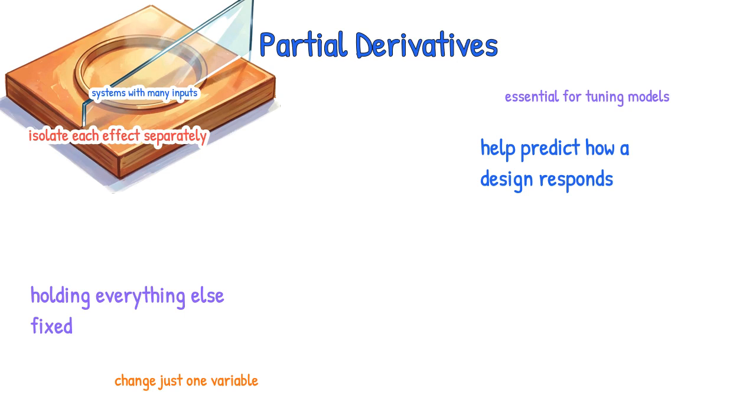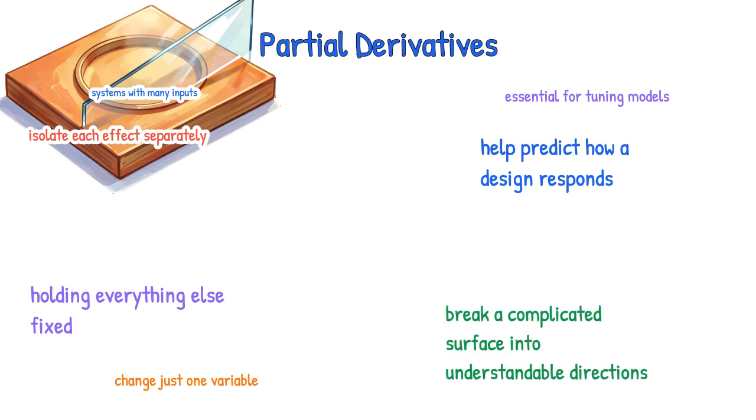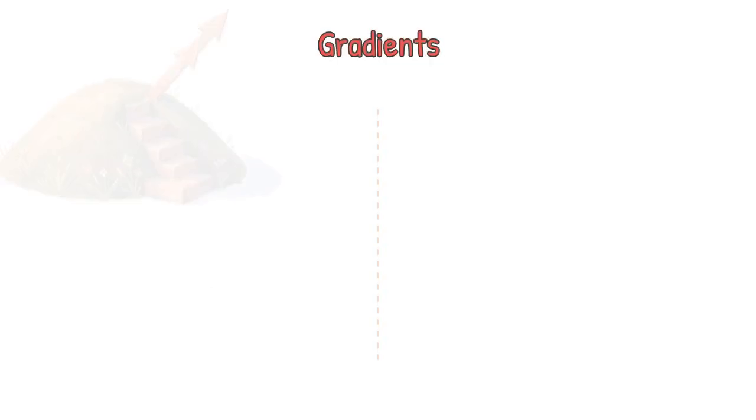Mechanism-wise, partial derivatives let us break a complicated surface into understandable directions. Instead of asking, how steep is this whole thing? We ask, how steep is it if I move east? What about north?